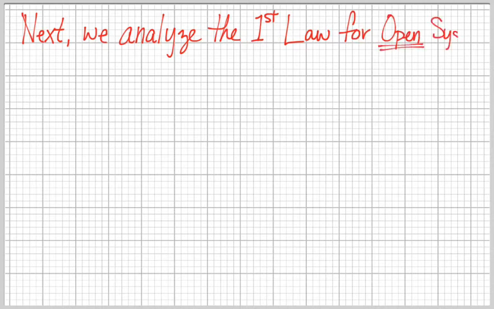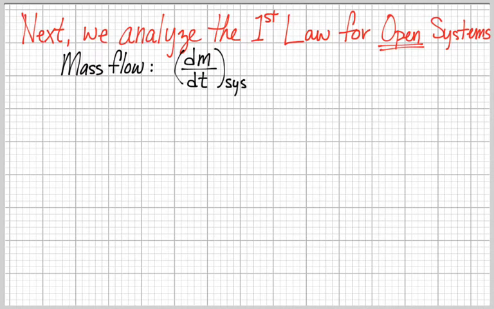Next up, we tackle analysis of the first law for open systems. Okay, now this is much more interesting. Now we allow mass flow to happen. And so I've got mass flow written in a mathematical representation of dm, m for mass, with respect to time. I'm going to focus my analysis on the system, and that will be the sum of mass flow rates going in for any number of different chemical species.